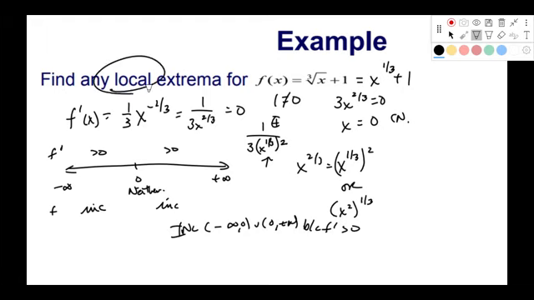Local min and local max is another way to say relative min and relative max. On the AP exam, they can use either one. Local and relative are the same thing. They use them interchangeably. The textbooks differ. Some textbooks use local, the others use relative. Okay, this is your example, or how the first derivative test works algebraically.